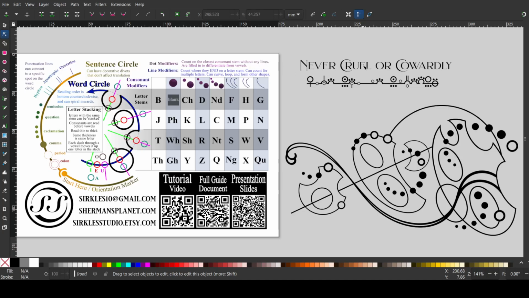I've written this phrase, never cruel or cowardly, quite a few times, and I was glad to have a bit of fun playing with this one, with your design, where you said to have fun with it and be a little bit creative. So I made it in kind of a cursive-ish style with all of these swoopy lines, and I even made some of the word circles as ovals instead of circles to really make it feel like there's motion and flow and fluidity in the design.